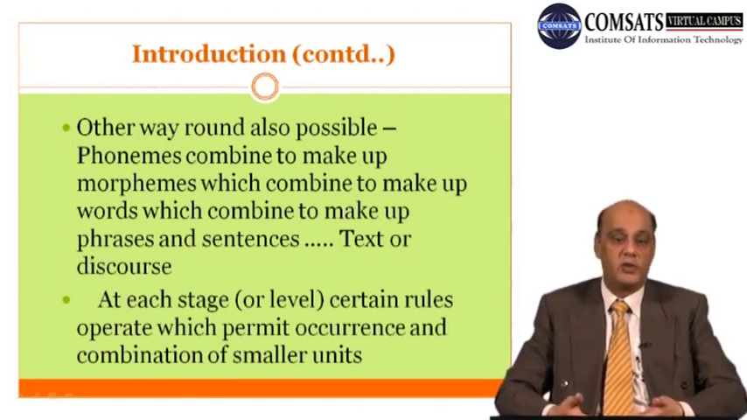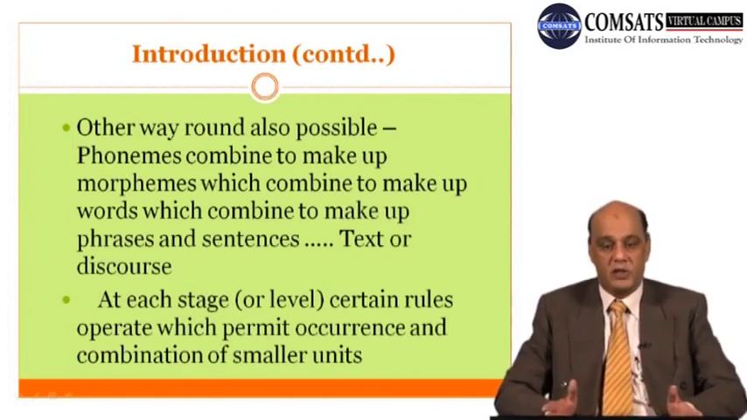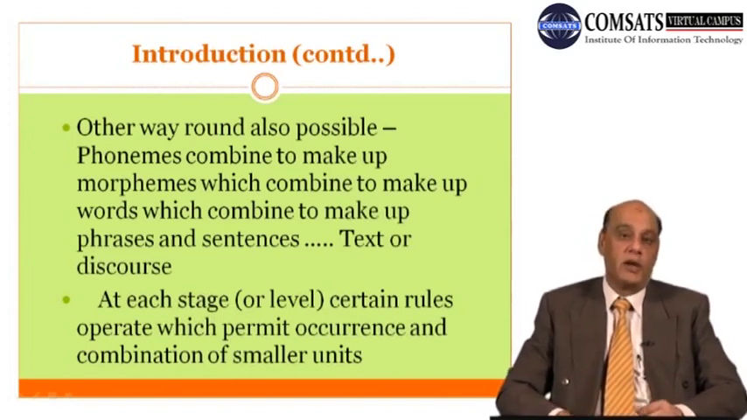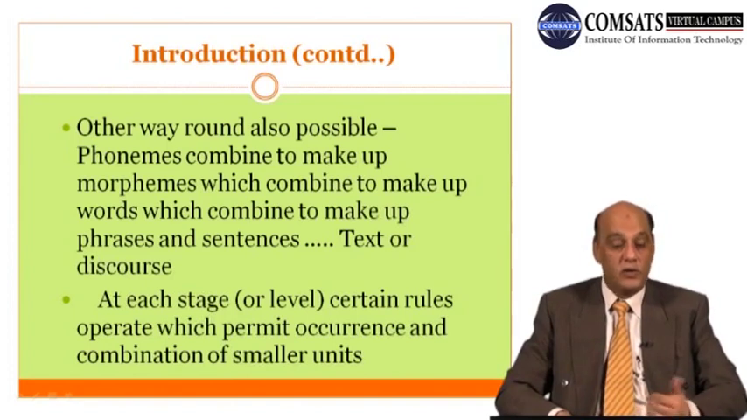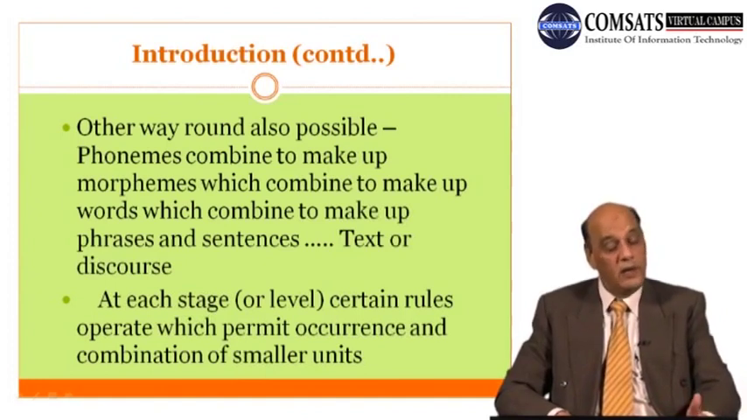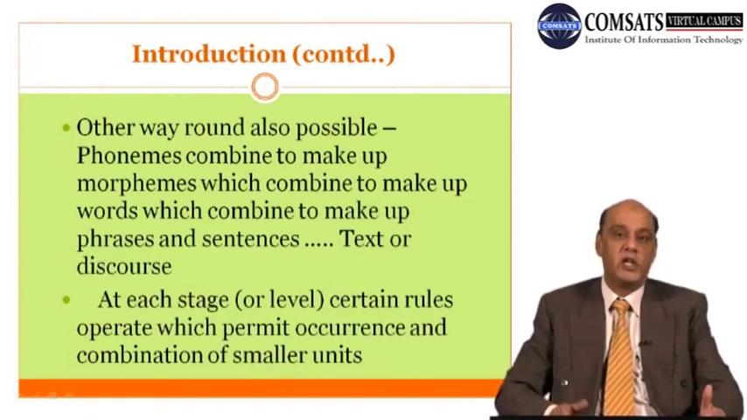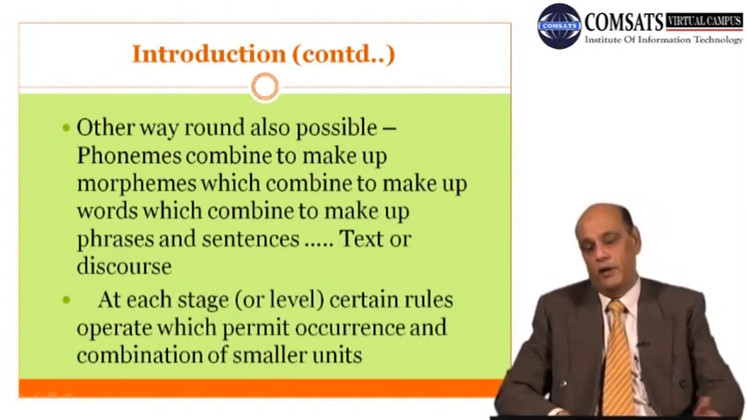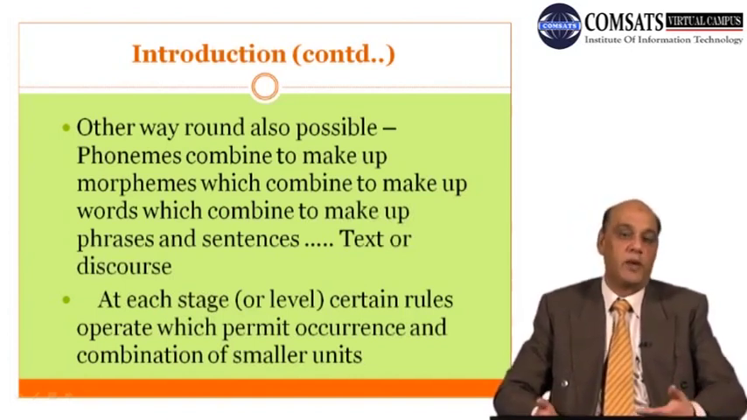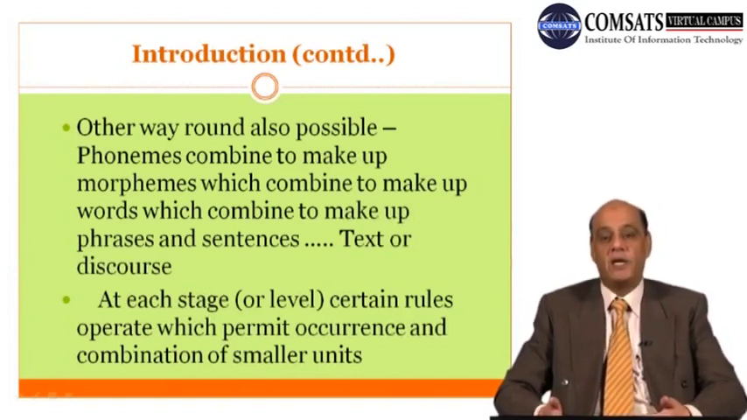It starts from the smallest unit and goes on to make larger bits. Now at each stage or level, there are certain rules operating which permit occurrence in combination of smaller units. As we said earlier, at each stage there are certain rules operating. It is not a random combination, it is not a random order in which you combine the phonemes to make the morphemes or the morphemes to make the words. At each stage there are certain rules, there are combinations.